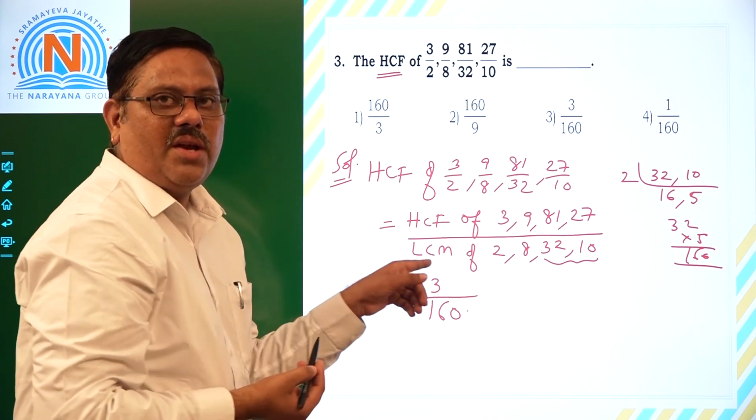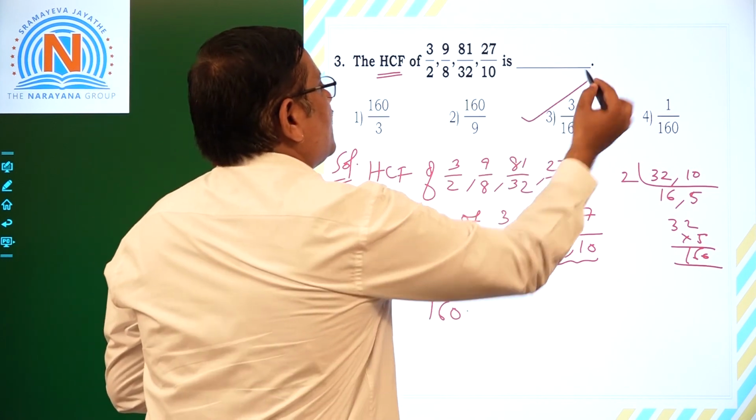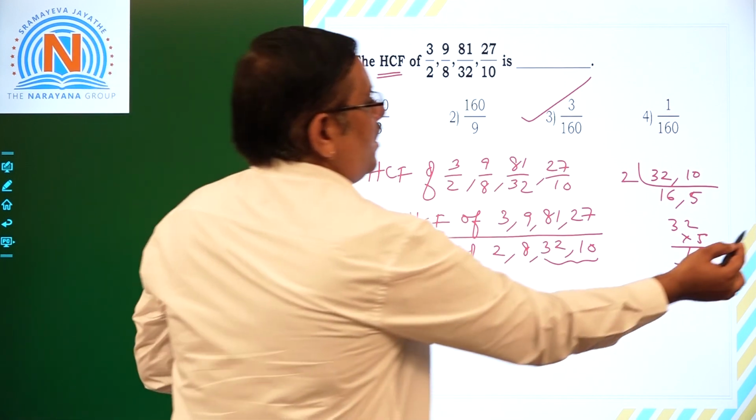So the answer is 3 upon 160. 3 upon 160 is nothing but the third option. So that is the right answer. Now we move to the next question.